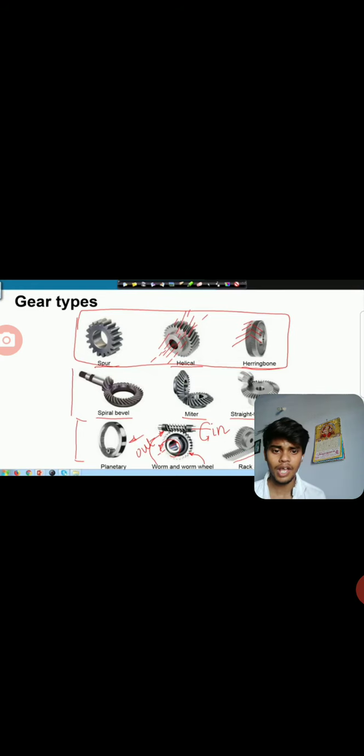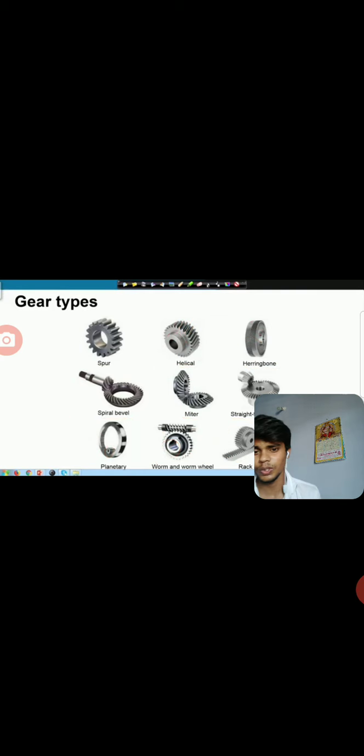And finally you have the rack and pinion. The rack can be considered as a gear with a radius of curvature of infinity, and it meshes with the pinion. So this is the rack, and this is the pinion. In the planetary gear we have a pinion, and this shows an internal gear. We can have a pinion connected to two external gears.